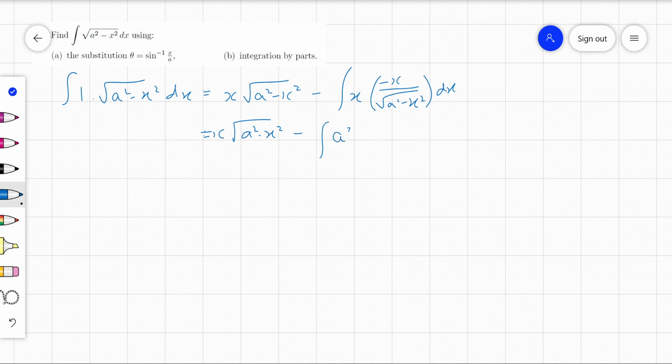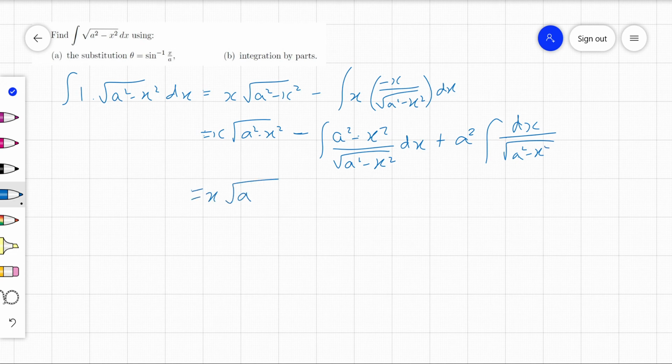If I add an a squared in, it's now a squared minus x squared on square root of a squared minus x squared dx. So I'm going to have to subtract, or in this case it's a minus a squared, so I'm going to add an a squared. So remember, a squared is just a constant. So just to balance it up, I'm going to do that. All right, so still we've got our x square root. Sorry about this writing. Need to fix this pen.